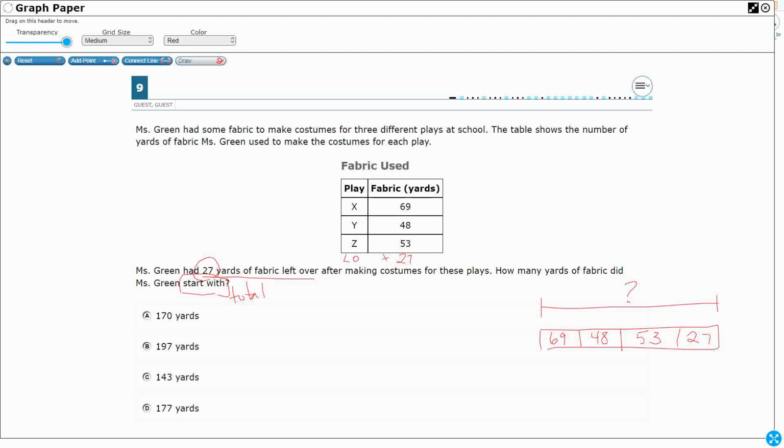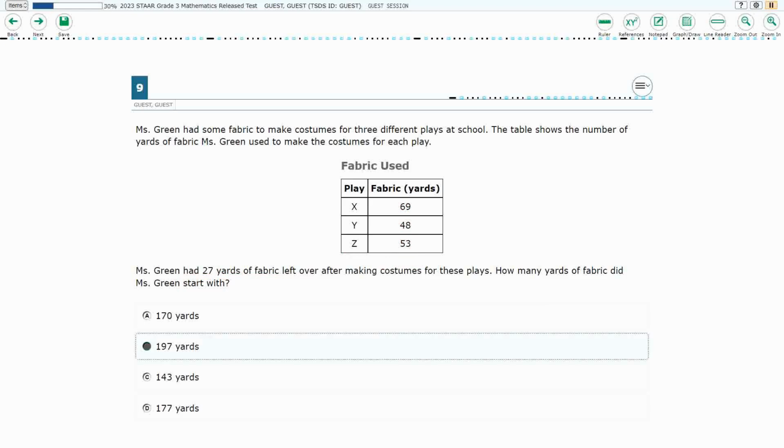Okay? So let's use the way that they lined it up for us, right? That's 10 and that's 17. So 10 and 17 make 27. That's another 10. And that's going to be 12, 17, 19, 197 yards to begin with. So my answer here is B. Let's see how we did across the state of Texas.